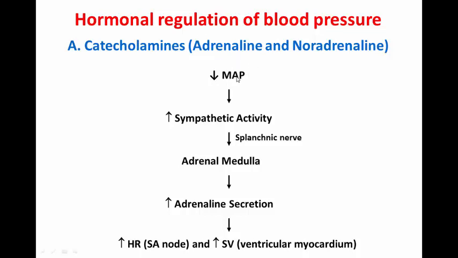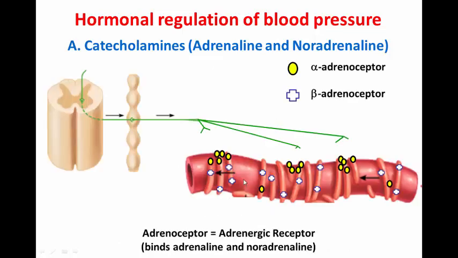A decreased mean arterial blood pressure results in increased sympathetic activity to the adrenal medulla. You know that the adrenal medulla is considered as part of the sympathetic nervous system. It is a modified sympathetic ganglion. Thus, secretion of epinephrine, adrenaline from the adrenal medulla increases, and this reaches the sinoatrial nodal cells, accelerating the heart rate and increasing the force of ventricular contraction, hence increasing the stroke volume.